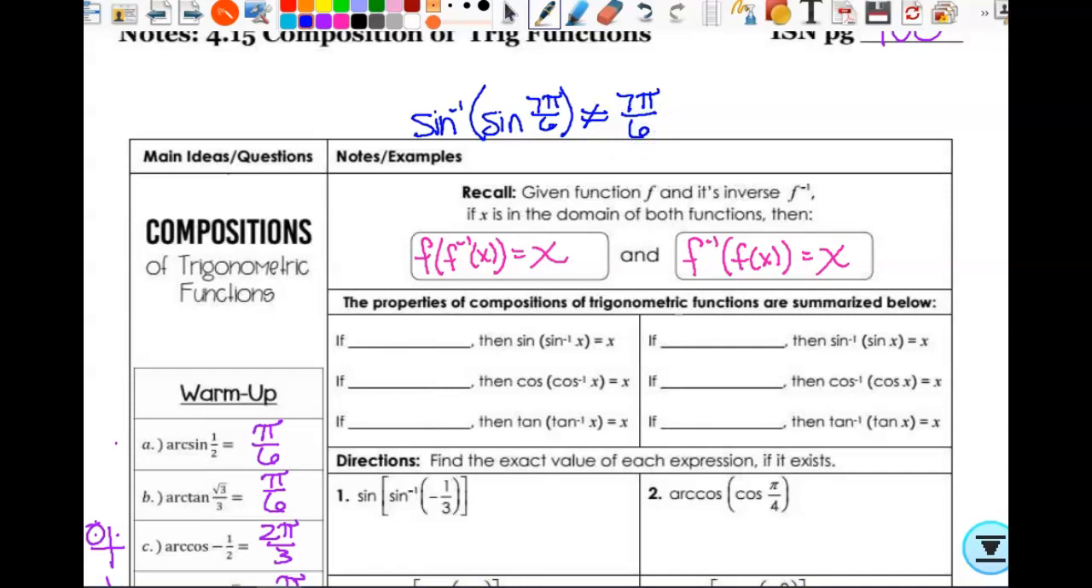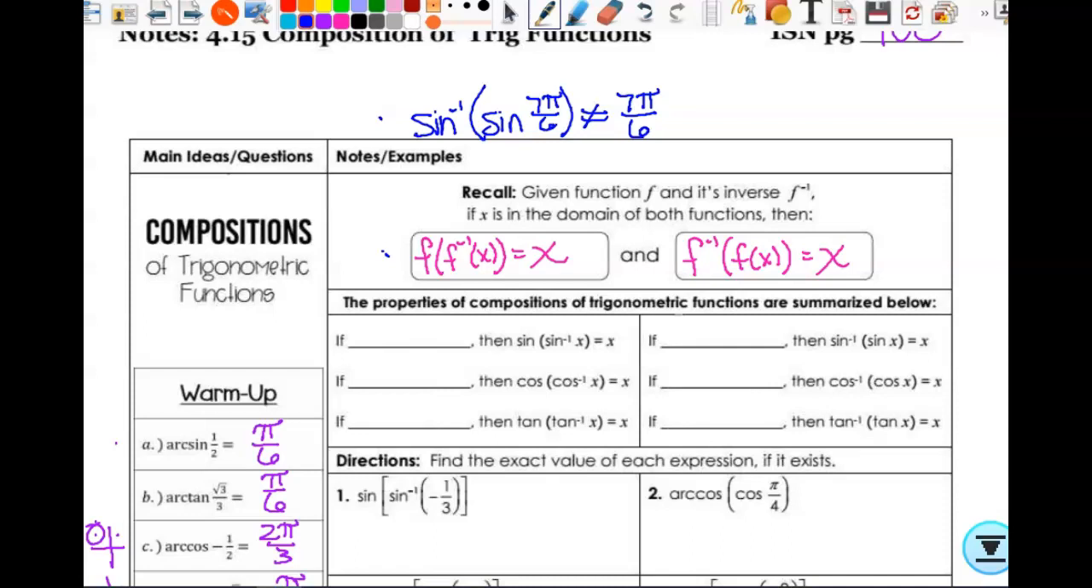Right? Because the sine of 7 pi 6 is negative 1/2. The sine inverse of negative 1/2 is negative pi 6. So this doesn't work perfectly for all the trig values. That's why we had to have the restricted domain and range. So basically we have a little caveat here that says this works if these things are true, okay?